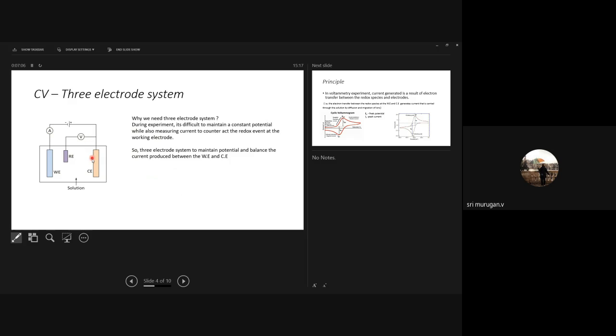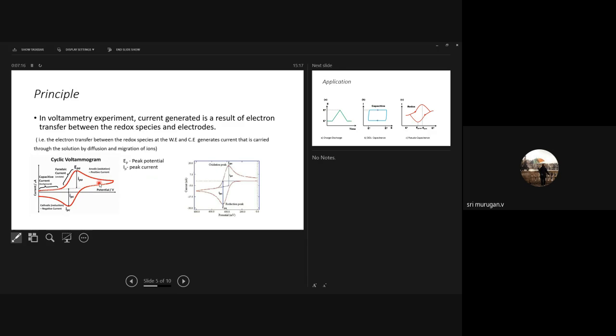So the importance of the three electrode system is to maintain the potential and measure the balance current between the working and counter electrode. So what principle it's working means, it's basically measuring the current that is generated between the redox couples and the electrode. So this is a CV graph.